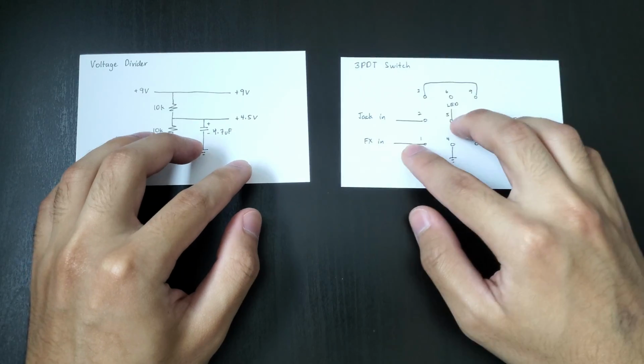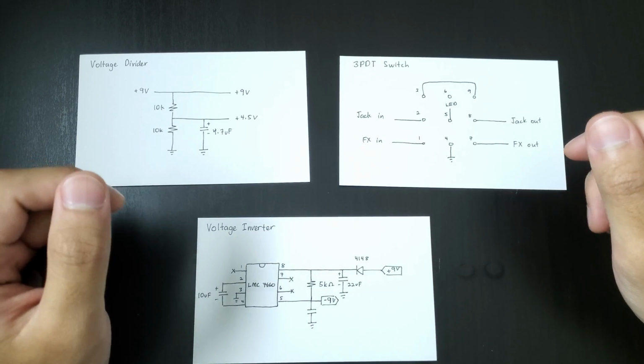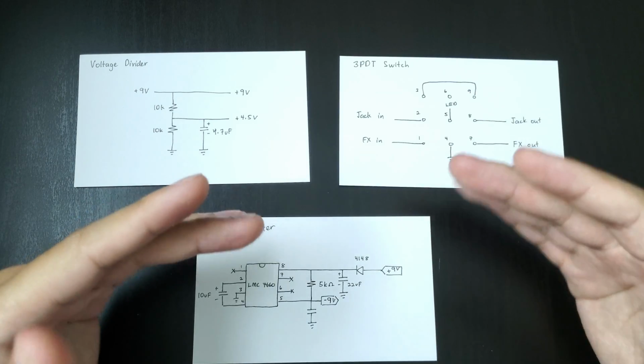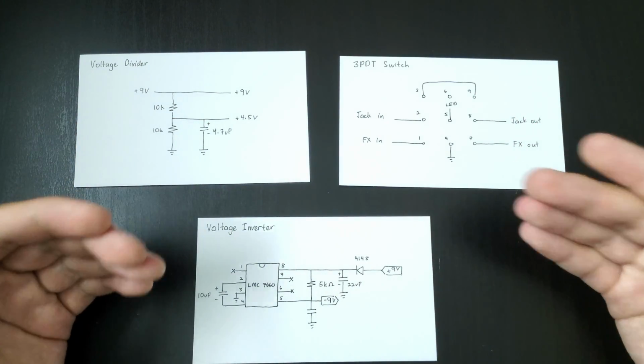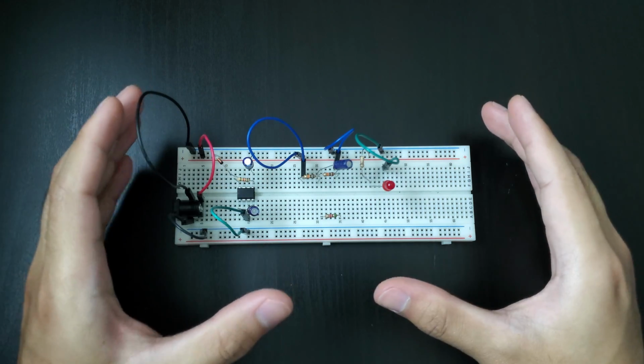After that, I drew electrical schematics of the board. The main components include power connections, voltage divider, and 3PDT switch connections. I used these drawings to prototype on a breadboard, ensuring that connections were correct.